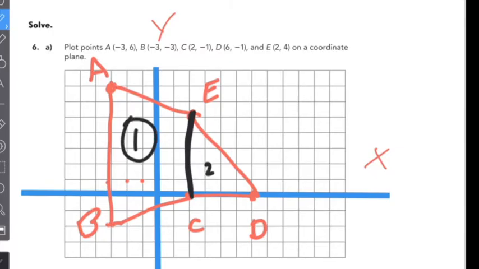Here's number 2, and that's going to be the triangle. So you figure out the area for each, and then when you do that, you're going to add them together. That will give you the area for the entire figure. Now C is a little tricky.